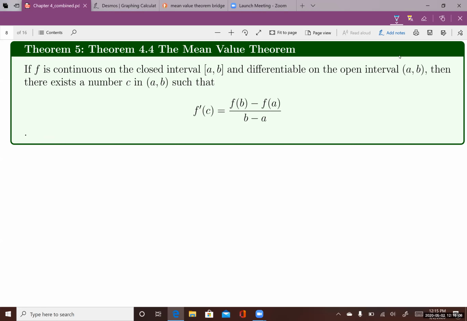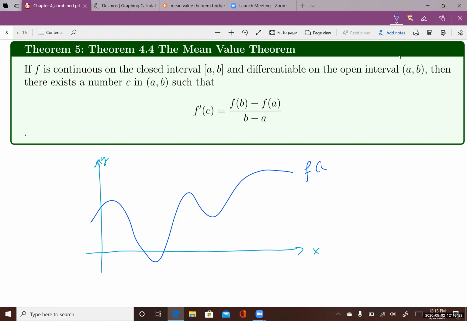Okay, the next theorem is the mean value theorem. What does it say? It says if you have a continuous function on a closed interval and also differentiable on an open interval from a to b. Let's draw that function, x, y, okay? And then you have a function here, f of x, and I just pick two random points for my interval from a to b.